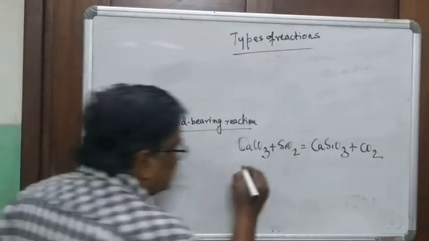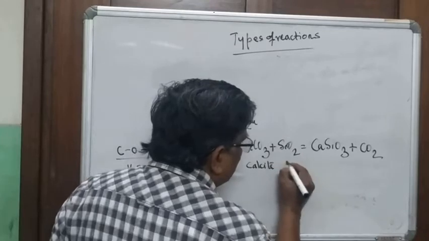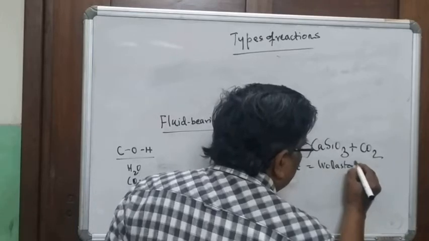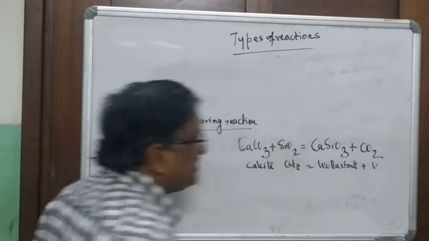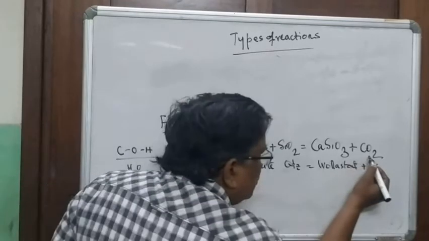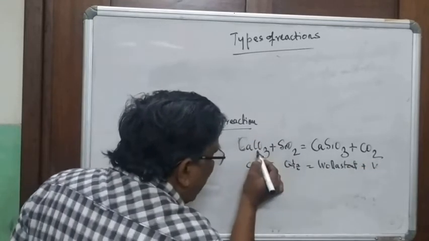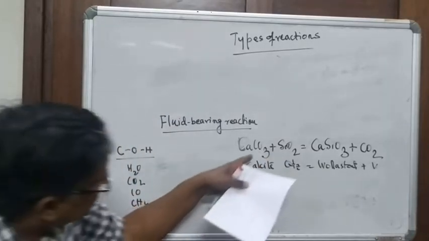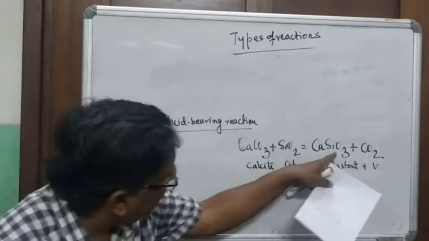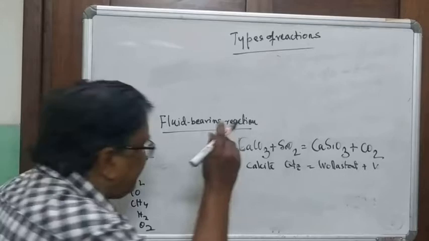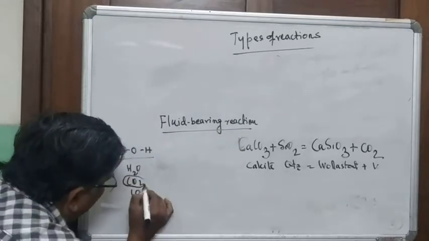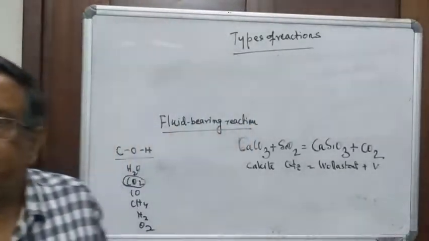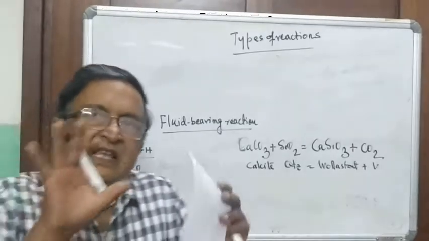Read this reaction. Calcite plus quartz is equal to wollastonite plus CO2 as the vapor phase. Again, CO2 is merely here to balance CO3. Have you understood? To account for the CO2 left over after you make this wollastonite. So it's referring to the CO2 component of a fluid. That is all.